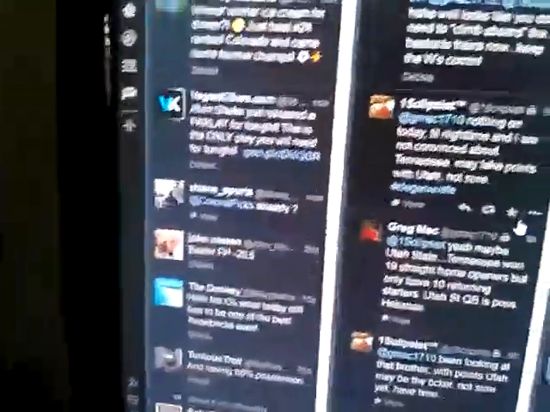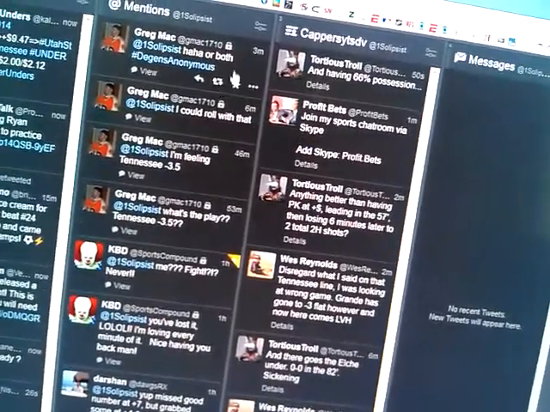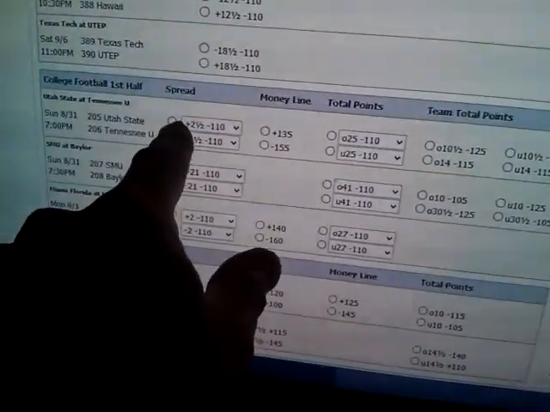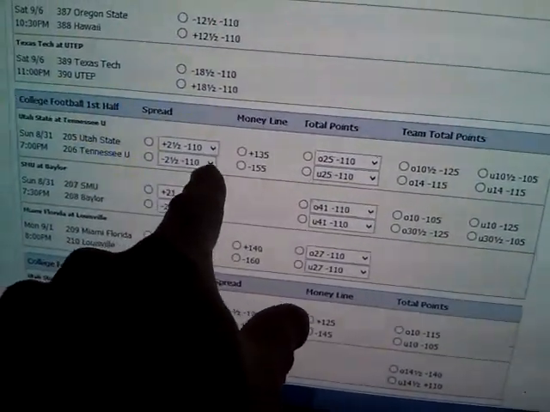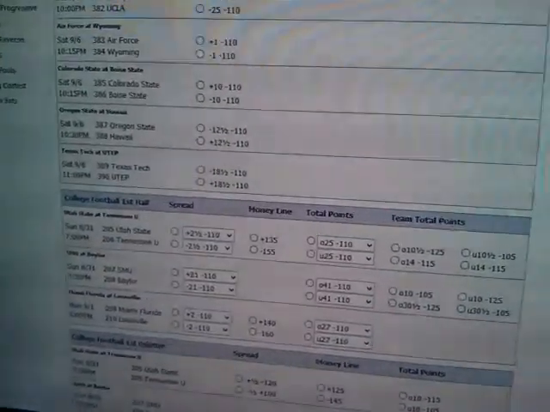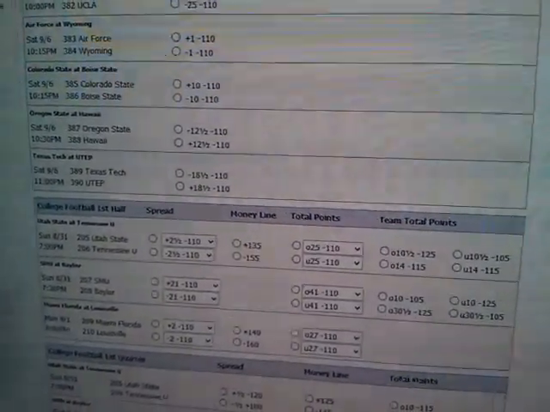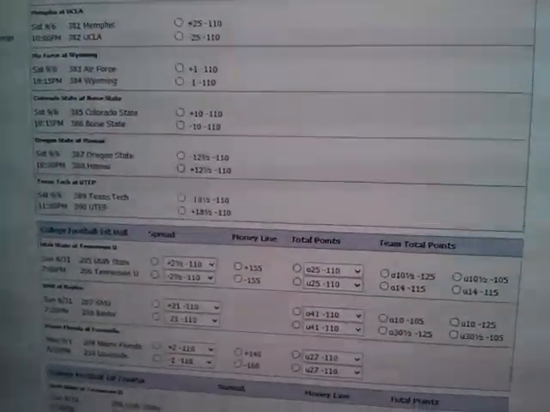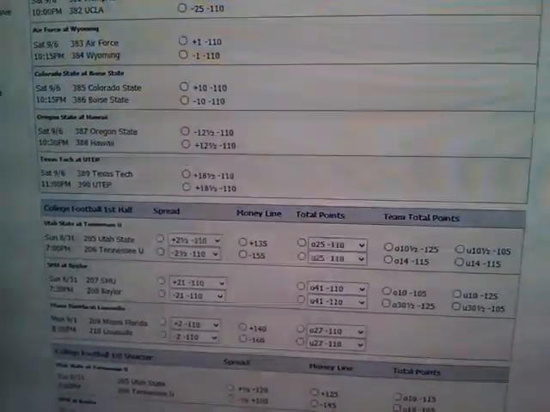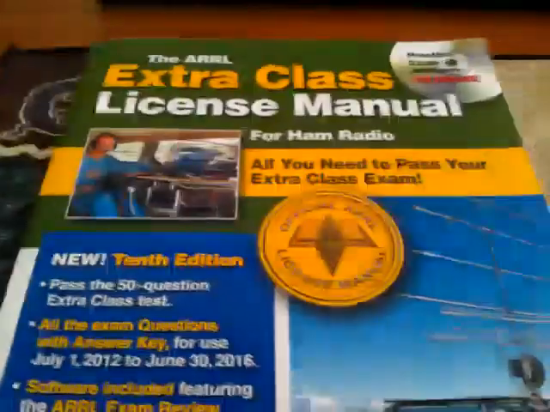Some guy just bet Baylor first half minus 20.5. I'm betting Utah. I think I'm going to take Utah State plus 3 first half, which is they're the dogs. I got to do it quick because the game starts in 7 minutes. We're clear.